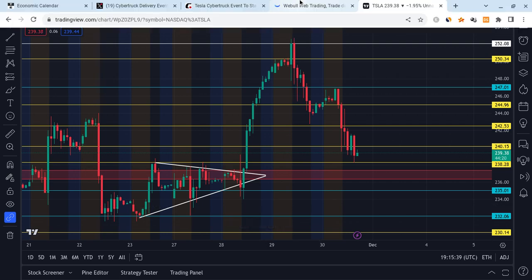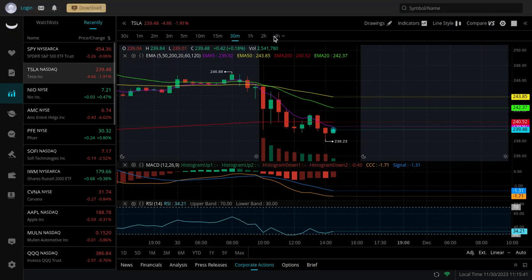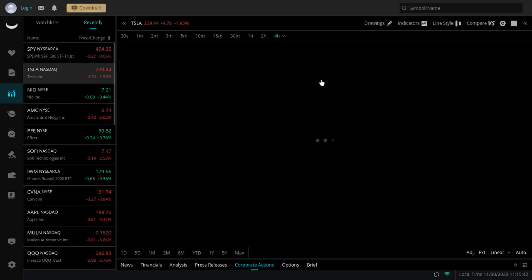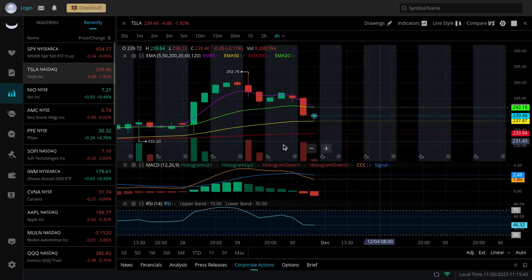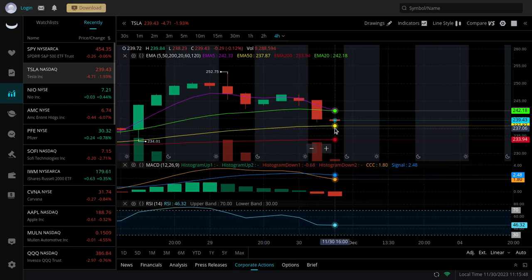If we continue to break below 238, I anticipate more selling for Tesla because the 4-hour is going to look more bearish from a technical standpoint. We have the 50 EMA acting as support.